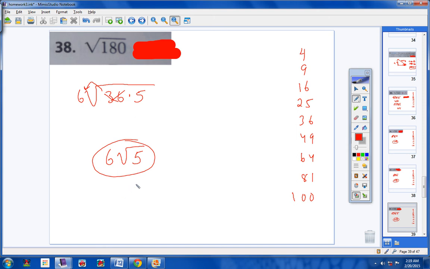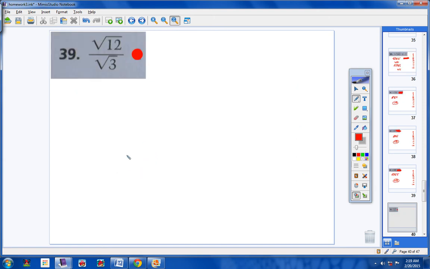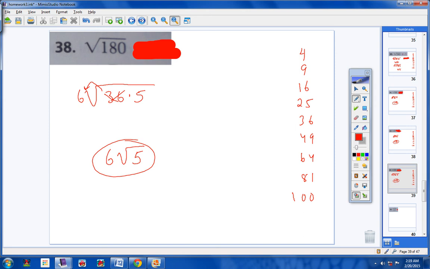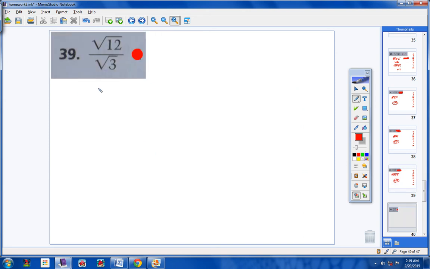So we're basically rewriting these radicals, or, in other words, we are simplifying them, okay? All right, this will be interesting here, guys. Okay, you're never allowed to have a radical in a denominator, so we're going to multiply the top and the bottom by the square root of 3 over the square root of 3.